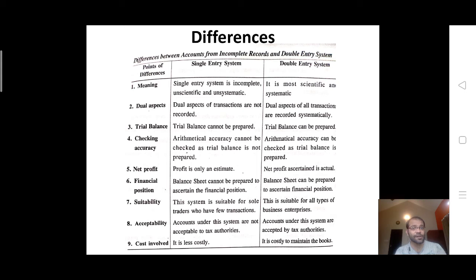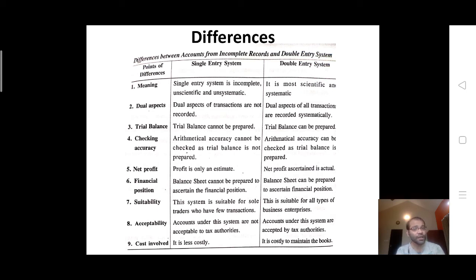In case of single entry system, this system is suitable for all the traders having very few transactions. So it is used only for the small concerns. But in case of double entry, it is used for the large concerns. For all types of business transactions, you can use it, be it small, medium, or large concerns. Acceptability rate, if you find, the single entry system is not much acceptable to the tax authorities. But tax authorities accept the double entry system since it is more accurate, more scientific, and more systematic compared to single entry.